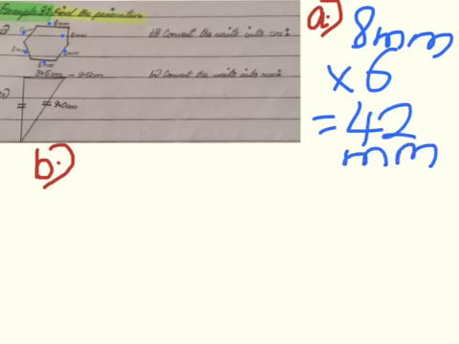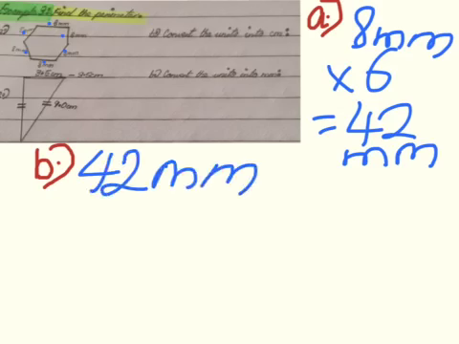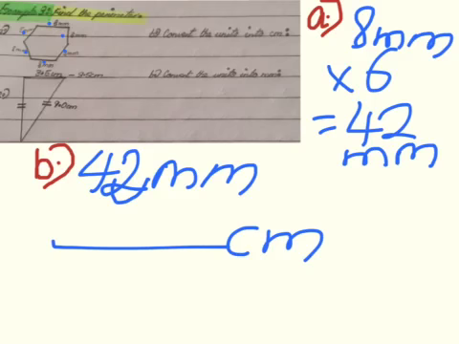However, part B says convert the units into centimeters. 42 millimeters equals how many centimeters? Now, millimeters to centimeters is divided by 10, which means it is 4.2 centimeters.